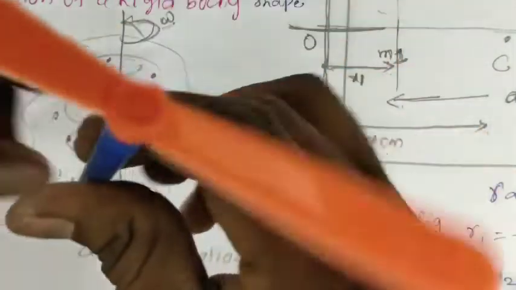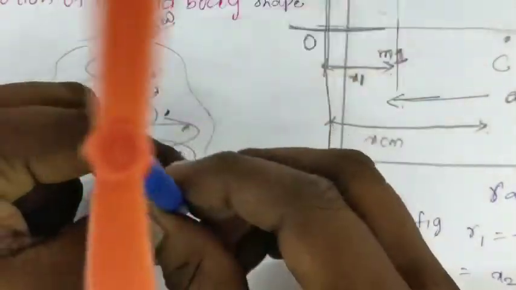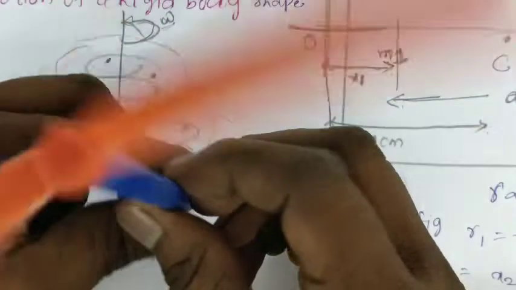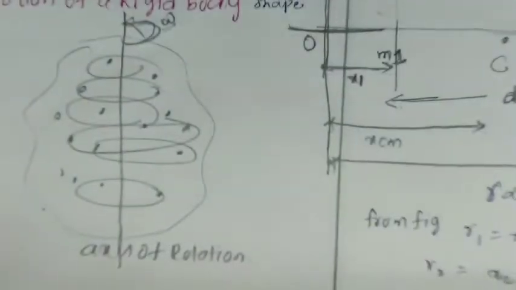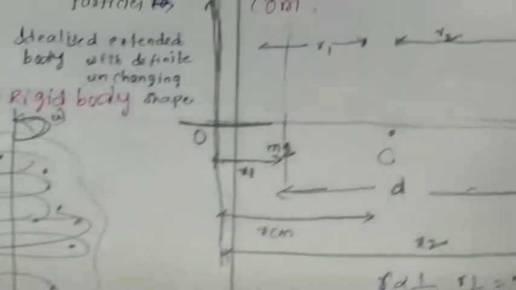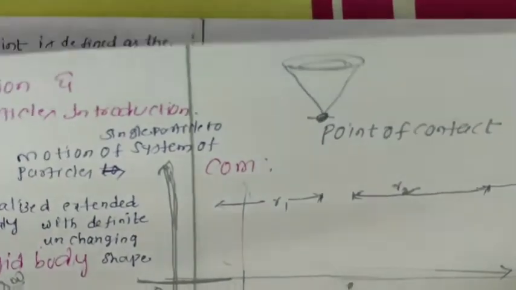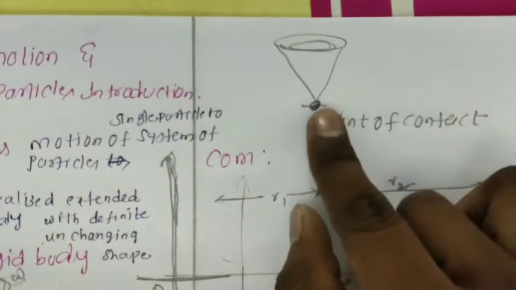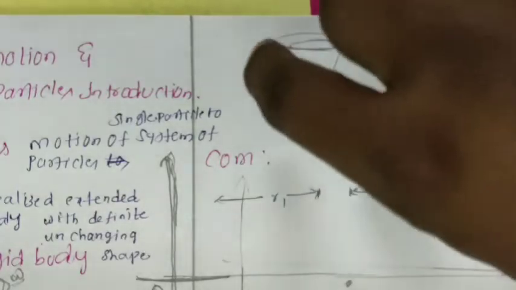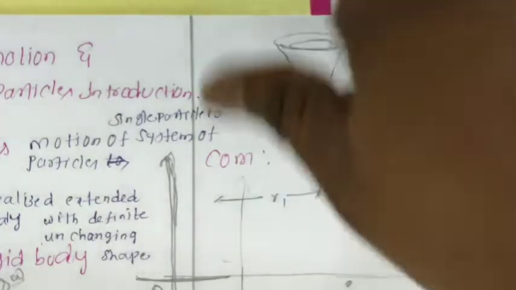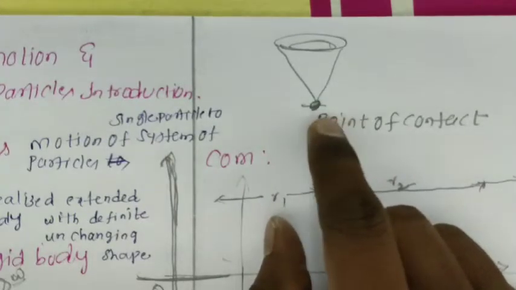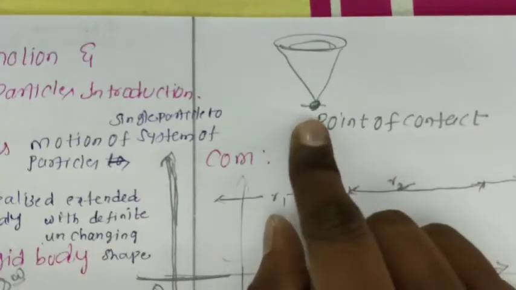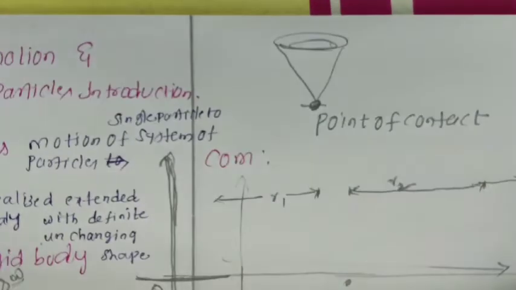Axis of rotation means, take this example: this is moving. If I turn it, what will happen? Only at the center, on this point, it is rotating. This we call the axis of rotation. Another thing we have to know is the point of contact. If you take the example of a top, it will be rotating, and when it is rotating, the point of contact will change by varying the velocities.